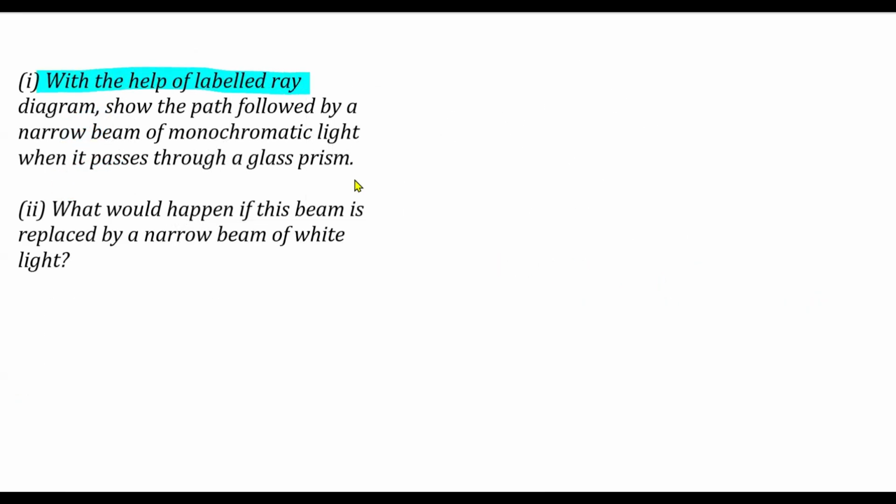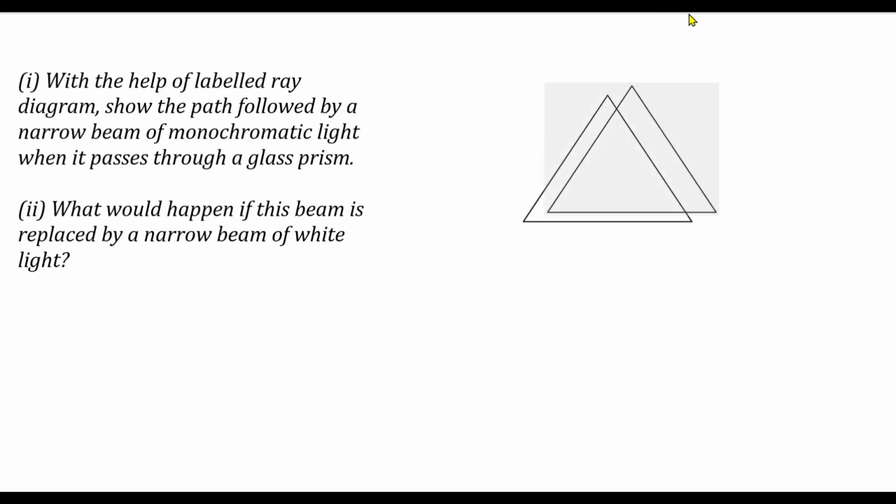The question is, with the help of a labeled diagram, show the path followed by a narrow beam of monochromatic light. Well, you should know monochromatic means light of a single color, which can be obtained from sodium, when it passes through the glass prism. So it's a case of a glass prism. We make a glass prism like a triangle over here, and we'll make an incident ray. This is monochromatic light. That's an incident ray. And then what you need to do is bend this light.